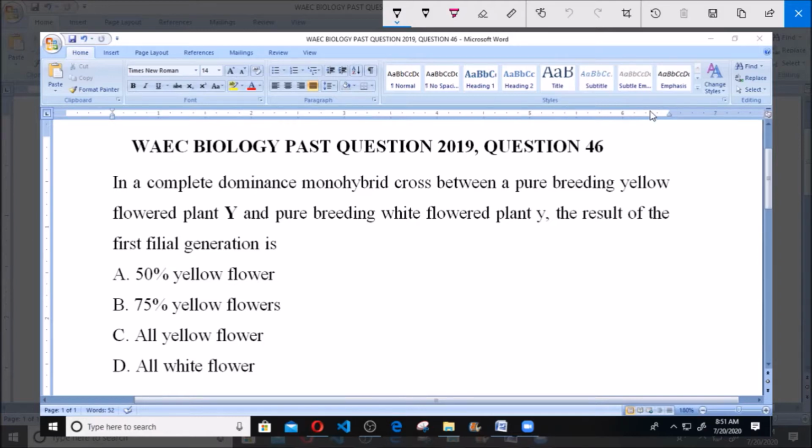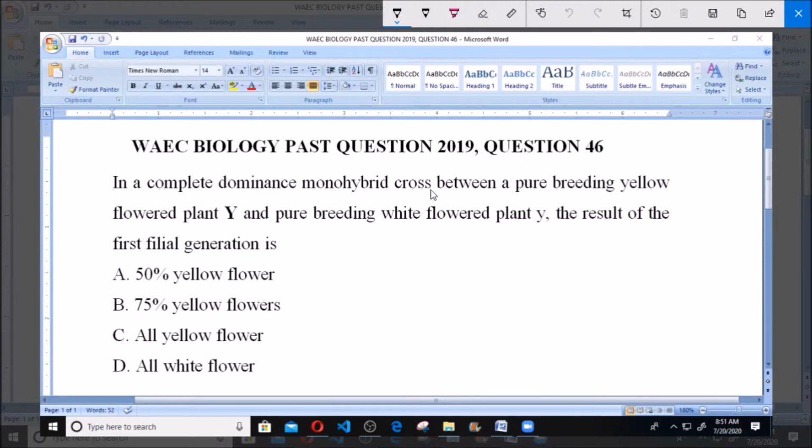In a complete dominance monohybrid cross between a pure breeding yellow flower plant, capital Y, and a pure breeding white flower plant, small y, the result of the first filial generation is... Now, it's a monohybrid cross because each of the alleles, Y and y, is homozygous. That's why it's a dominant monohybrid, and homozygous in the sense that they are carrying the same allele.